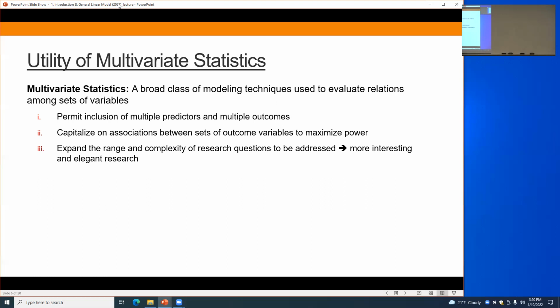Okay. Another benefit of multivariate statistics is that I can start to capitalize on associations between different sets of variables, which can be helpful in terms of power. If I'm running a MANOVA, I know Allison runs some MANOVAs, and I'm interested in looking at a set of interrelated outcomes, if those are interrelated in the right way, I actually get more power with that test than I might somewhere else. We start to capitalize on characteristics of the types of things that we often want to look at. We can also start to expand the range and complexity of questions. We can start to ask more interesting and elegant research questions.